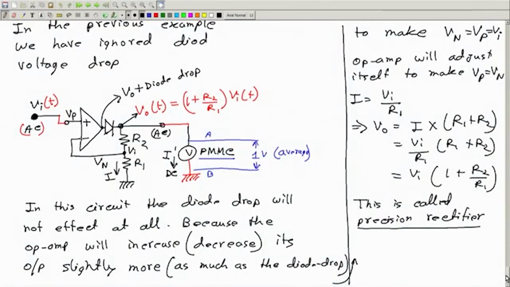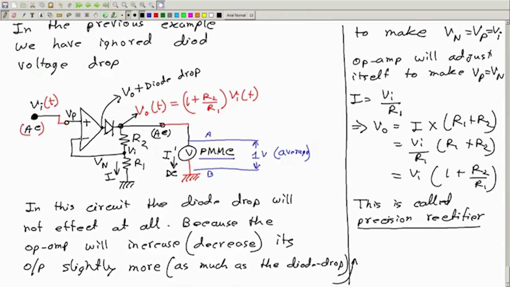Hello and welcome. So we are studying how to use op-amp based amplifiers to make different types of voltmeters, electronic voltmeter circuits. And all these were analog electronic voltmeters, not digital. So the last example that we took was of a precision rectifier.